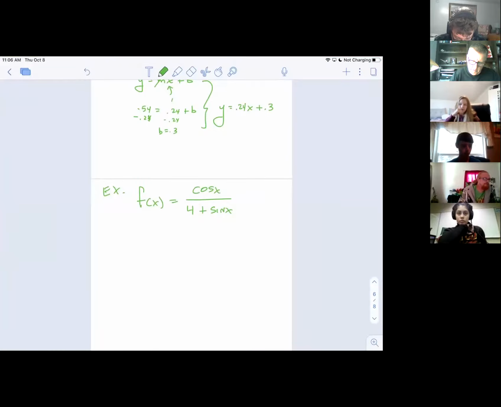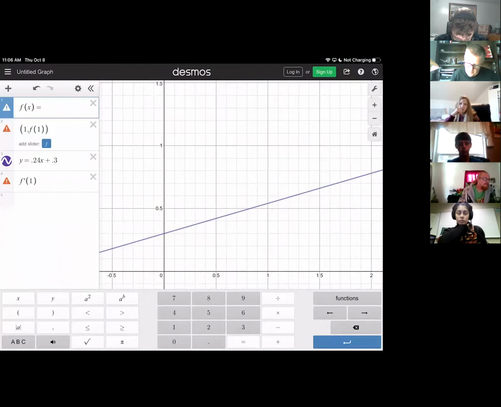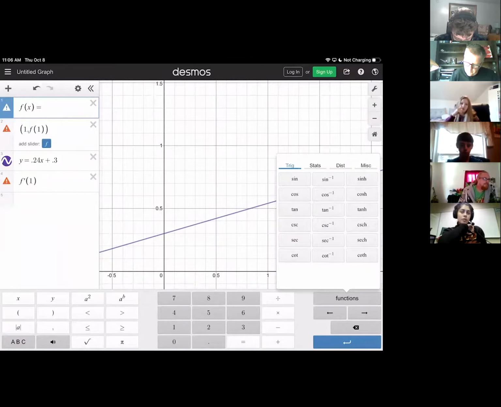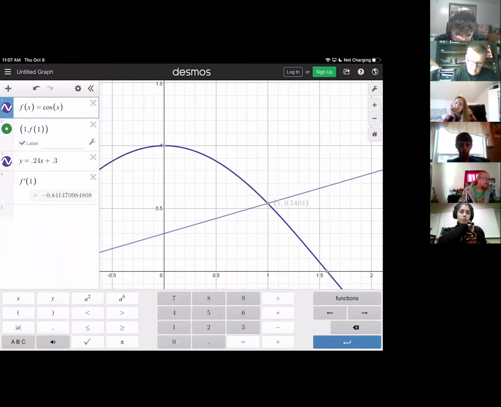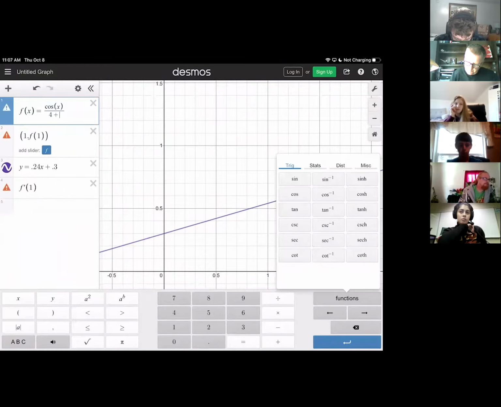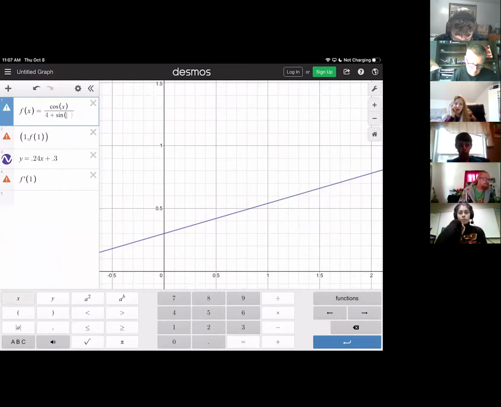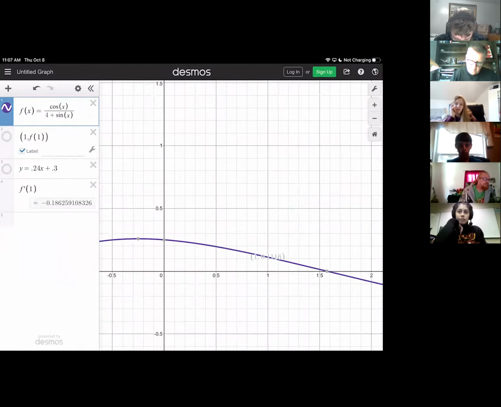That's such a good memory. Cosine x, 4 plus the sine of x. So cosine of x is on top. Let's see if this is an interesting graph before we tackle it. Maybe it's not worth our trouble. Divided by 4 plus the sine of x. Turn those off.